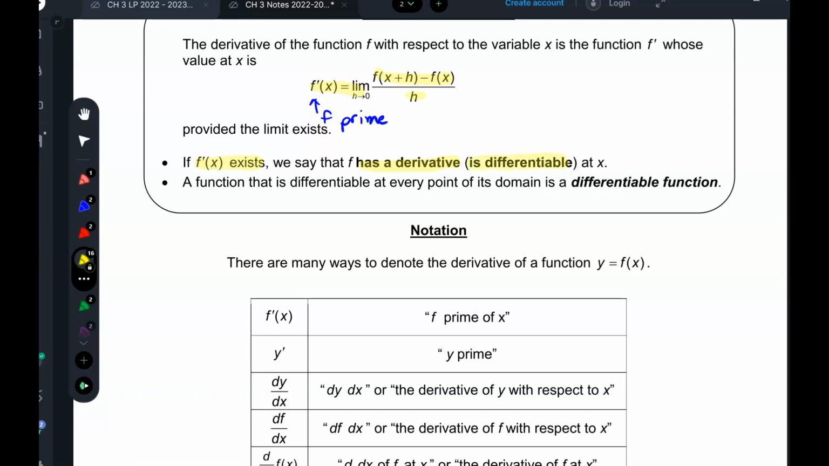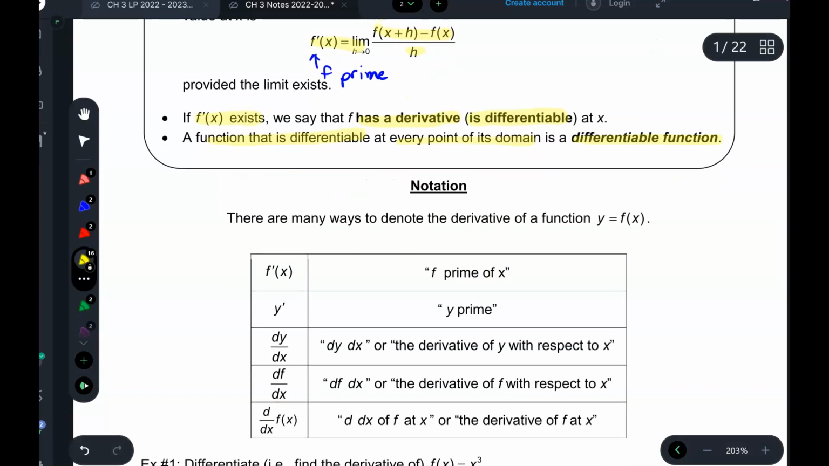Okay, now we did this a little bit in our previous lesson. How do we know that it has a slope at a specific point? It's got to have the same slope from the left and the same slope from the right. So that's what it needs in order to be differentiable. It's all the same thing, we're just calling it different terms. And then if we have a function that's differentiable at every point of its domain, it's a differentiable function.